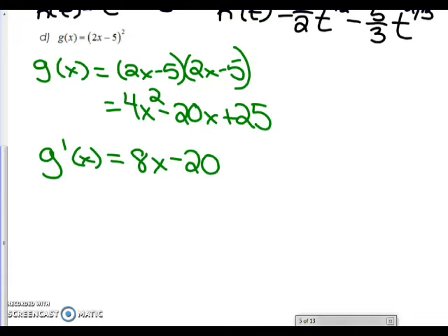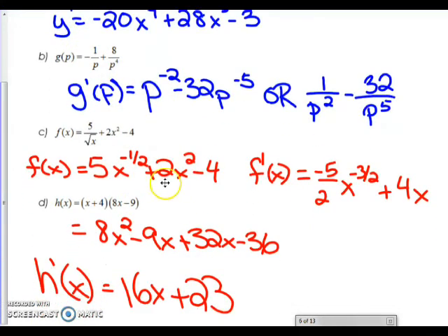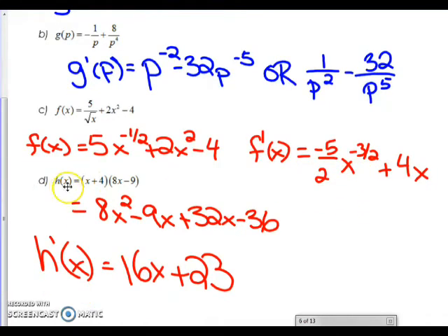Alright, so you have a few now for you to try. Okay, so hopefully you took a minute to go ahead and try the you try it. So I have the answers for A and B. Notice for C that you can take an extra step to kind of rewrite the original first before you find the derivative. And the same thing for part D. I went ahead and FOILed that out. Don't forget to combine these like terms and then you can go ahead and find the derivative there. Okay? You can pause the video here if you need some more time to review these answers.